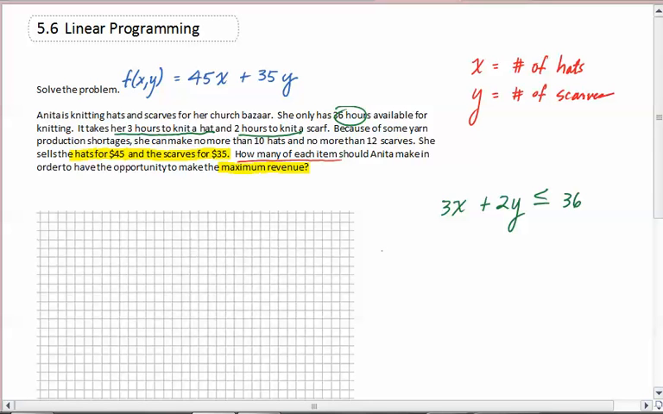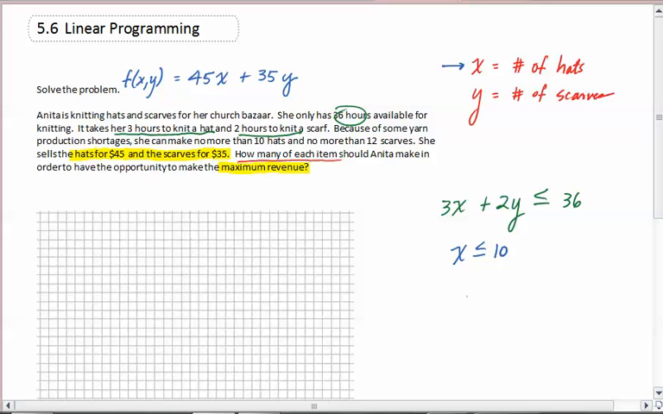Okay? Now there are other constraints because there's something about the yarn. They're having a hard time getting all the yarn in the store. So because of some shortages, she can make no more than 10 hats. Okay, now hats are X, right? So we can have no more than 10 hats. So let's just make a constraint there, right? No more than 10, so less than or equal to 10. That's the number of hats.